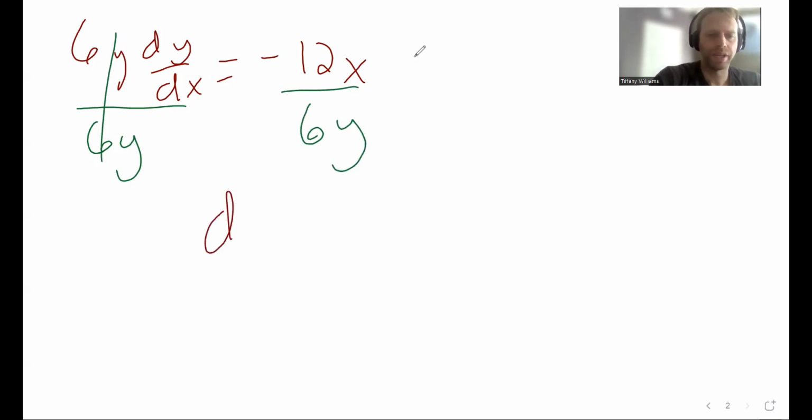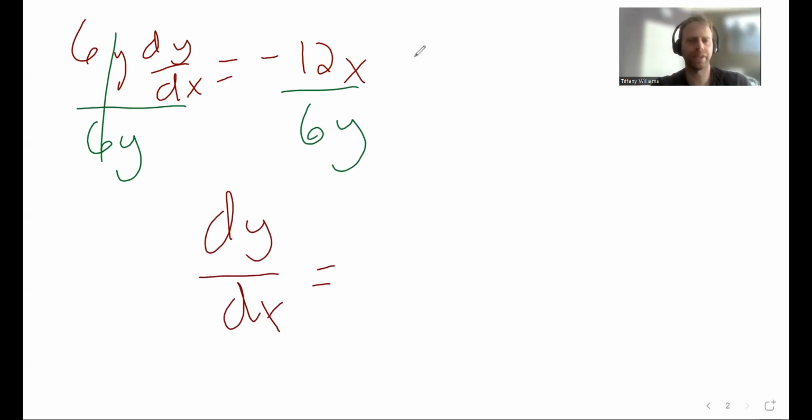Okay. So that gets me dy/dx equals negative 12x divided by 6y. I'm going to simplify that down. I believe that simplifies to negative 2x over y. And that's your answer. Your answer can have y, remember, because y is a function of x.